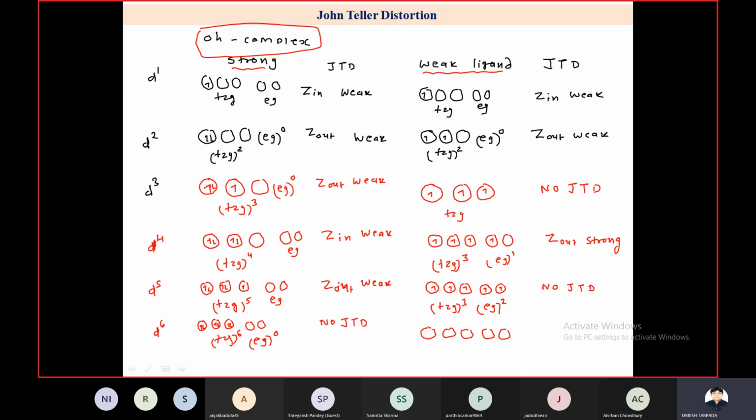If a weak ligand is there, then you can have a T2g4, eg2 configuration. Z out. See, look at this configuration. It's a T2g4, eg2, Z out. Yes, it's a Jahn-Teller distortion, T2g4, so it's a Jahn-Teller distortion and it is weak.